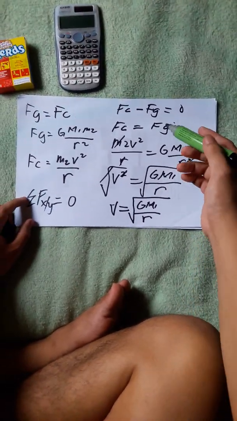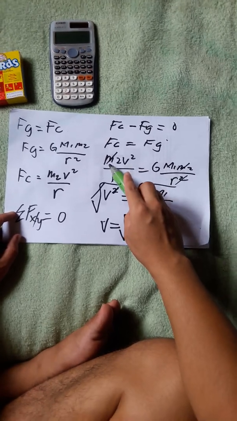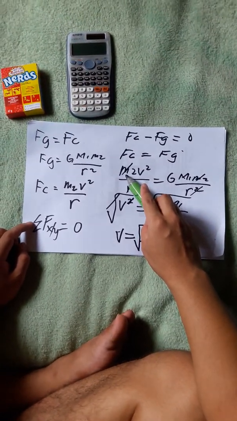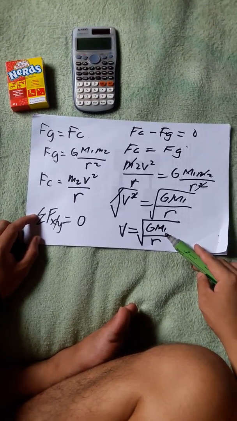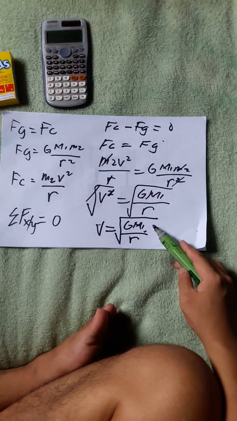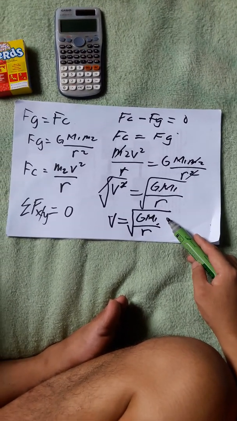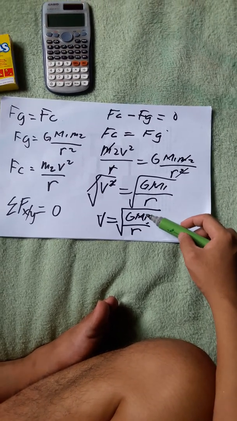Note that the mass of the orbiting object, or M2, is not in the equation, which means the velocity of M2 is not dependent on its mass. So the velocity of the object is only dependent on M1.